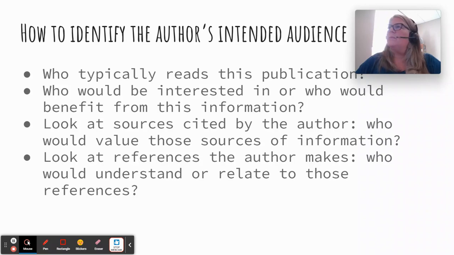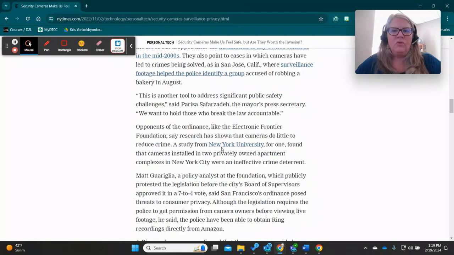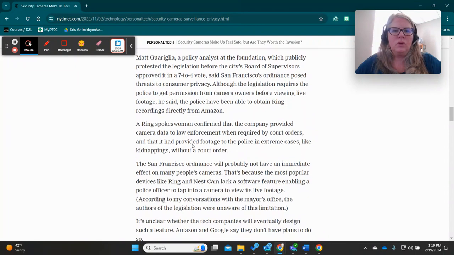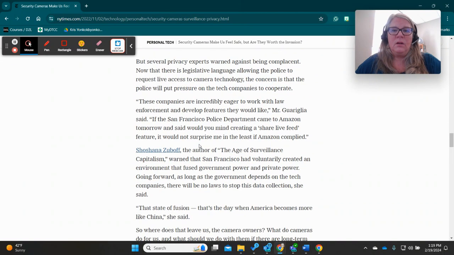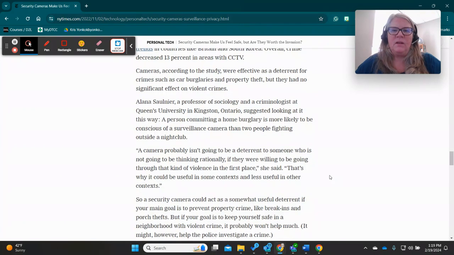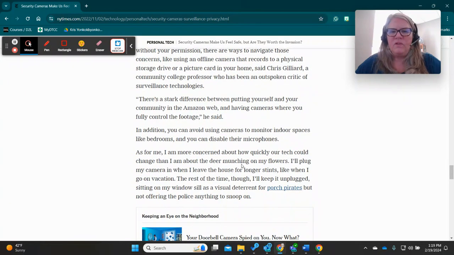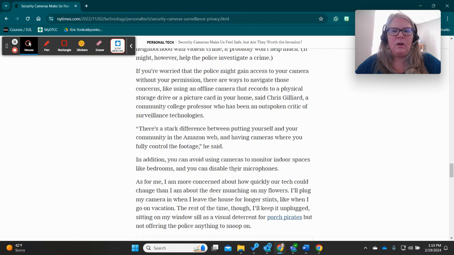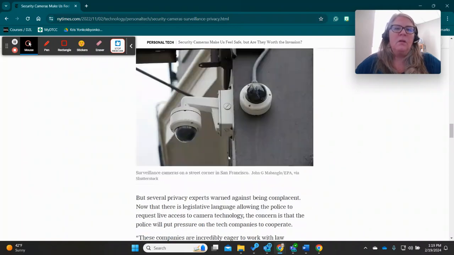References the author makes. Who would understand those references? Let me see if I can find an example here. You look for what he explains and what he doesn't explain. Came to Amazon tomorrow. When I talk about references, it means, does he talk about any movies or music or anything like that? Keep it unplugged. You know, Porch Pirates, people know who Porch Pirates are. His audience does. Let me get back to the beginning.